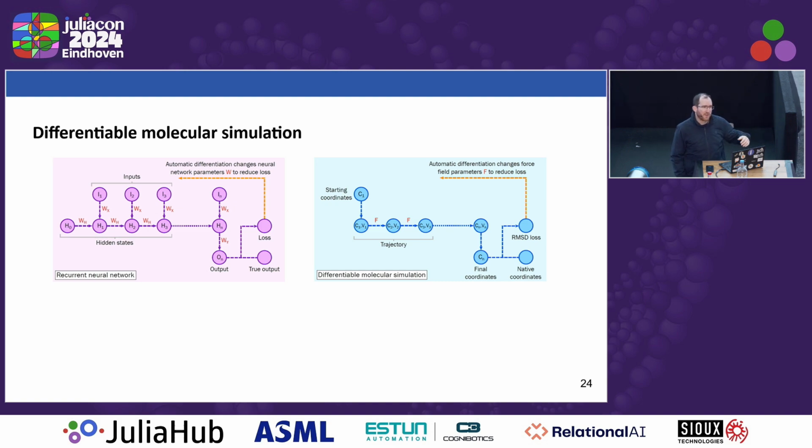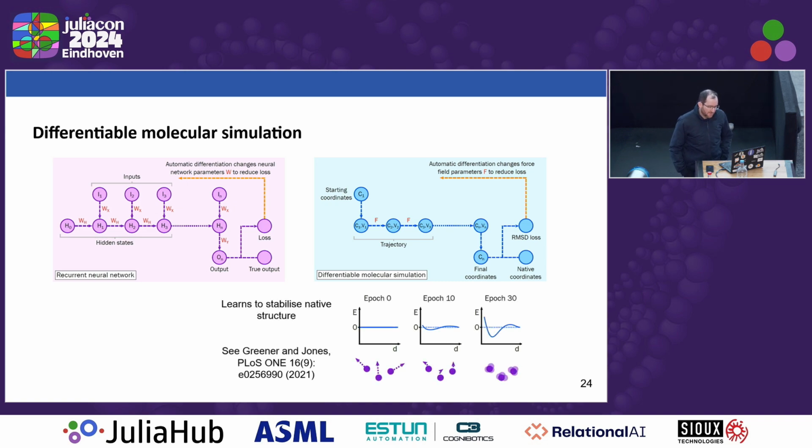So in this case, I'm just showing what you might compare the final coordinates of your simulation to a known structure and calculate the root mean squared deviation. And then you just do the same thing. You use automatic differentiation to obtain the gradient of that loss with respect to the parameters, and that lets you improve your force field to match arbitrary properties. So for instance, in this work I did a few years ago, we started off with flat zero potentials, and eventually we learned a coarse grain potential for proteins that matched what you see in the PDB.